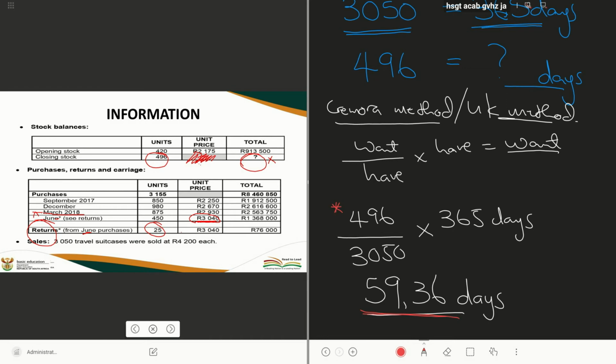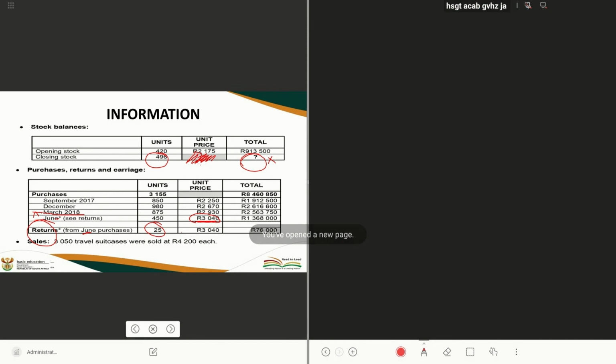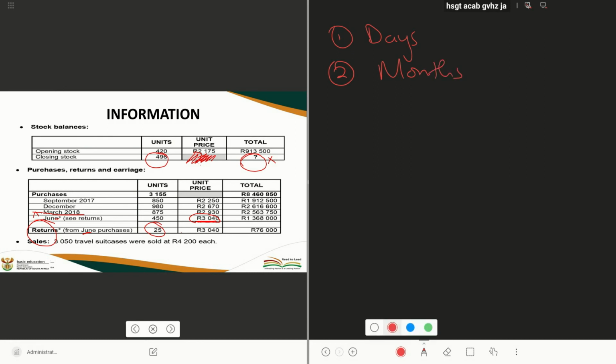Okay, I'm going to show you the other way now, which is when you are using months. We want to see how long it is going to take us if we don't present the answer in days, but rather in months. So the first one, we did it in days, but number two, we want to present it in months now. This is easy. How do you do that?